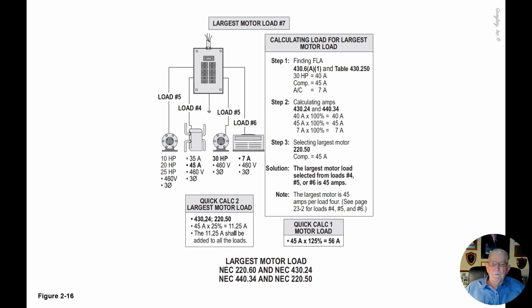But to figure just the feeder, or the service in some cases, but just for the feeder, if they ask you that on the test, then we would take the 45 amps at 125% and add the 40 and 7 amps to it, and that would be considered the compressor and motor load as it is shown, calculated in this illustration 2-16.